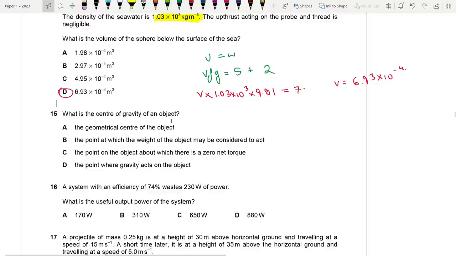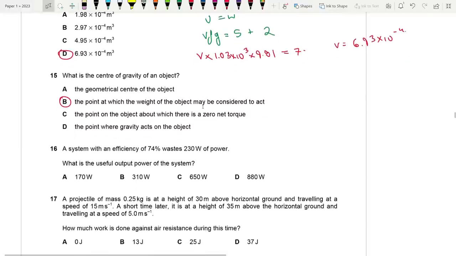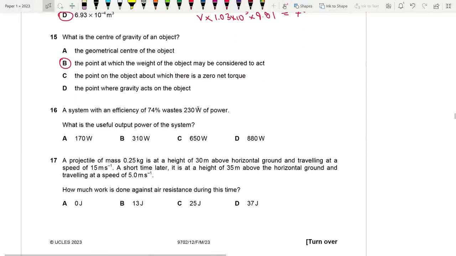What is the center of gravity of the object? According to the syllabus, it is defined as the point at which all the weight of the object may be considered to act. That is the definition.